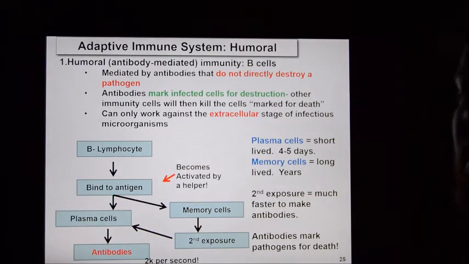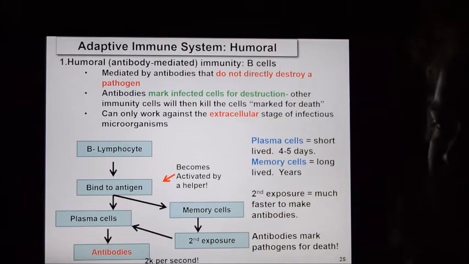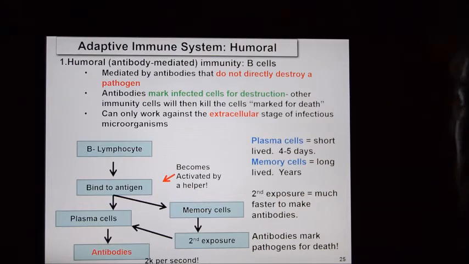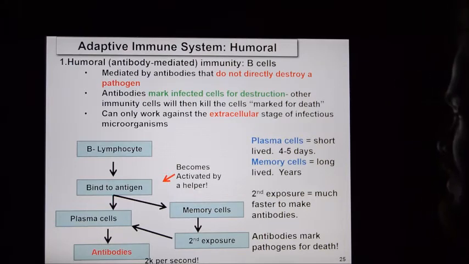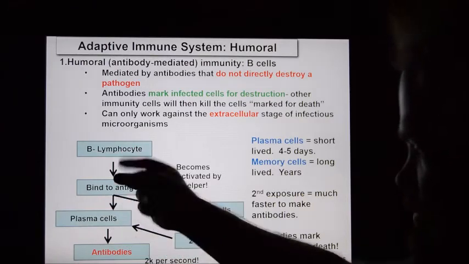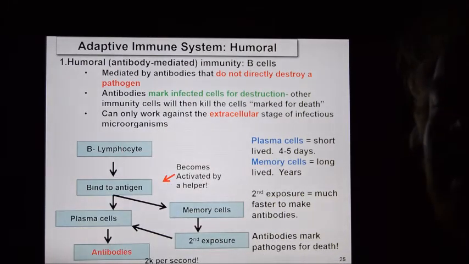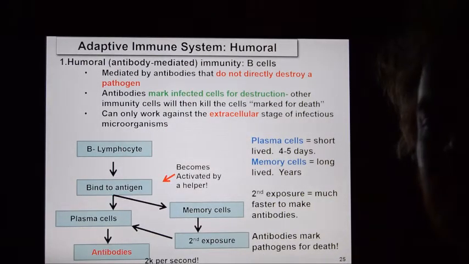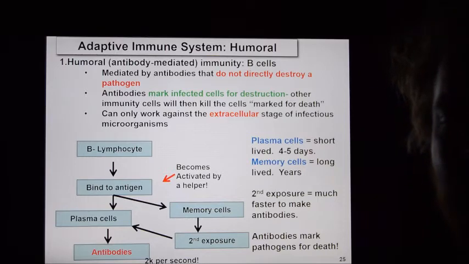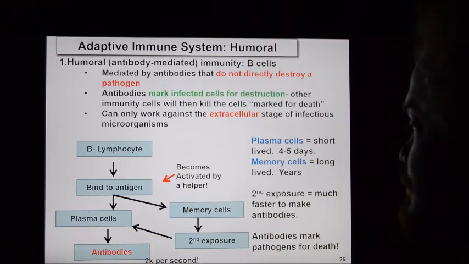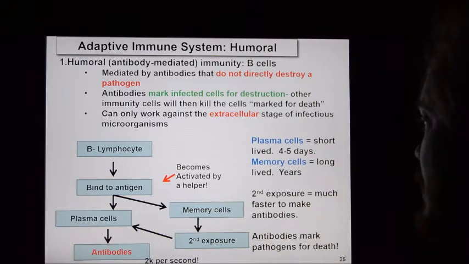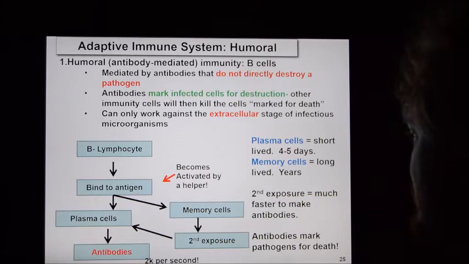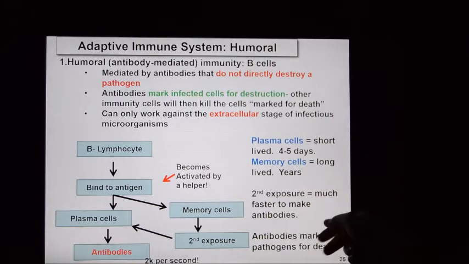So basically, I get sick, and my immune system learns that pathogen, so now I'm beginning to get better, now I'm better and I'm okay. If I'm ever re-exposed to that pathogen, my memory cells become plasma cells and make antibodies immediately. I never even notice that I was exposed to a potential disorder. Second exposure is much faster. Antibodies mark pathogens for death.